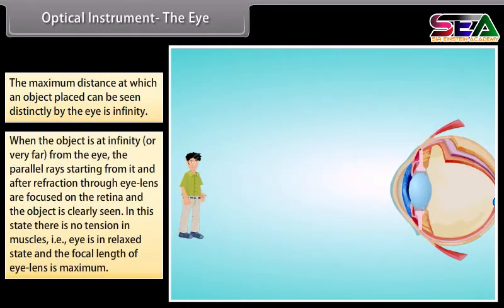When the object is at infinity or very far from the eye, the parallel rays starting from it, after refraction through the eye lens, are focused on the retina and the object is clearly seen. In this state, there is no tension in the muscles, that is, the eye is in a relaxed state and the focal length of the eye lens is maximum.